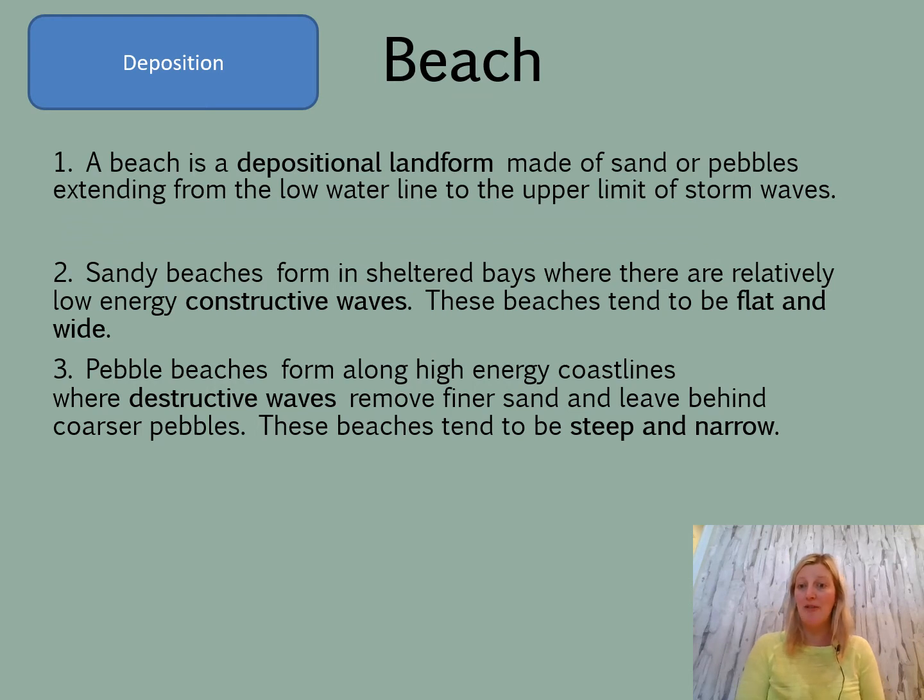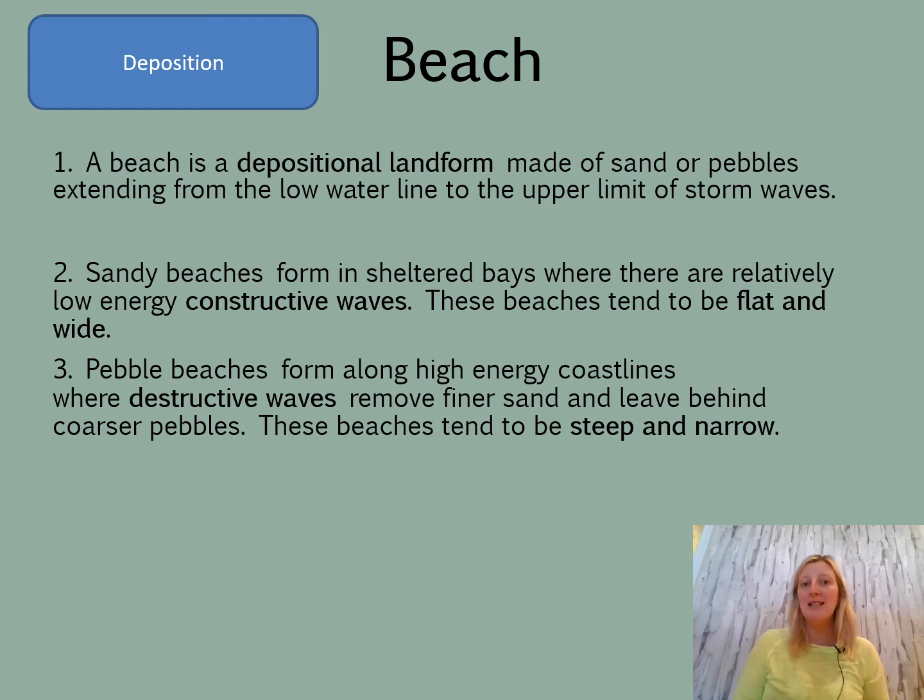And this brings us to our first landform of deposition, which is a beach. So a beach is generally made of sand or pebbles, and the area that we call the beach is what we say is from the low water line, so essentially low tide, right up to the upper limit that waves could reach. So in a kind of storm scenario, how far do those waves reach up to the land?